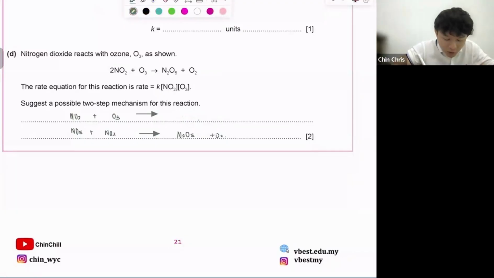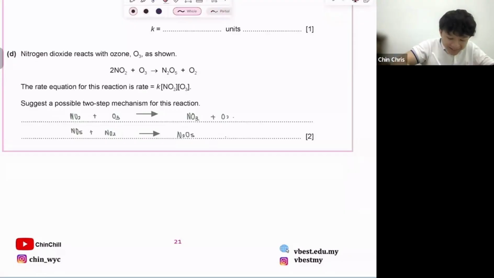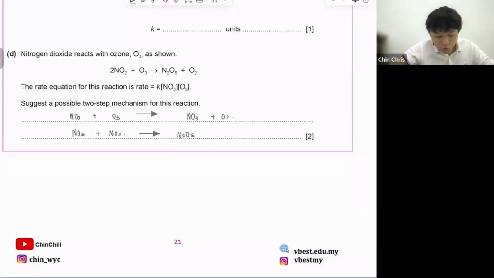So maybe we can turn it into something else. I can turn it into NO3 plus O2 first. I think this looks okay, right? This looks more acceptable, at least not that triggering. NO5, wow! Okay, so I have NO3, plus another NO2, so turn it into N2O5. That's it. Okay, easy, right?